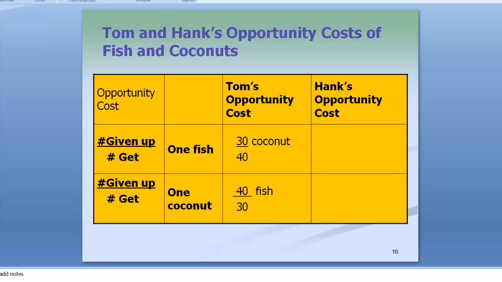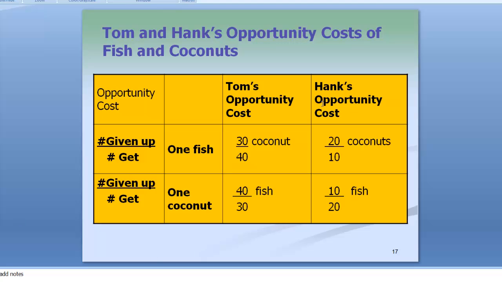When we say what one gets, we mean what they are going to produce. So in order to produce fish, if we examine Tom's opportunity cost of production, the numbers in this example are 30 coconuts given up when Tom collects 40 fish. On the other hand, to examine Tom's opportunity cost of producing coconuts, Tom collects 30 coconuts, but in order to do so, he must give up 40 fish. So opportunity cost is a ratio of the number given up relative to the number the individual gets.